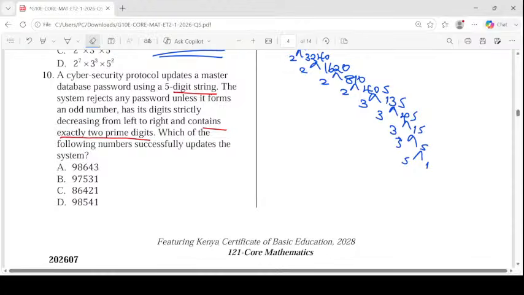Option A, it is odd because the last digit is odd number. It is strictly decreasing. Has 2 prime digits? No. Option B, odd number, yes. Exactly decreasing, yes. Exactly 2 prime digits, no.